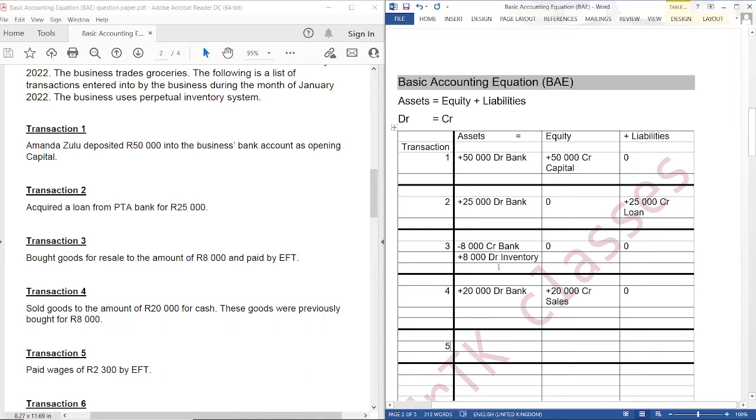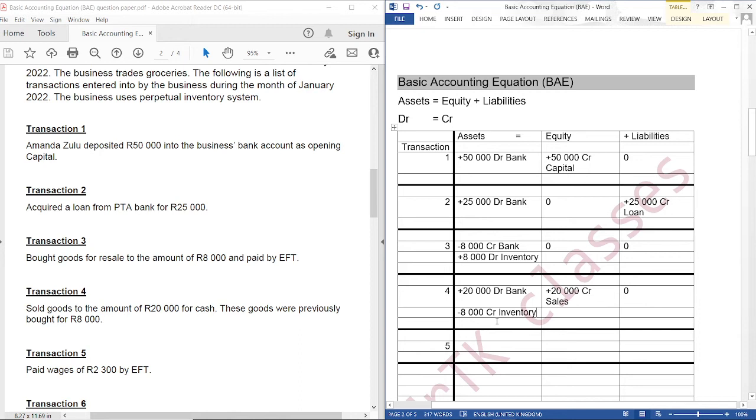So if we don't show that here, it means that our inventory account is going to remain with a plus 8,000, but we should decrease it since we have sold that inventory. So we are going to subtract 8,000 here, right? So when you subtract 8,000 there, we are going to credit inventory account to show that this inventory has moved out of the business.